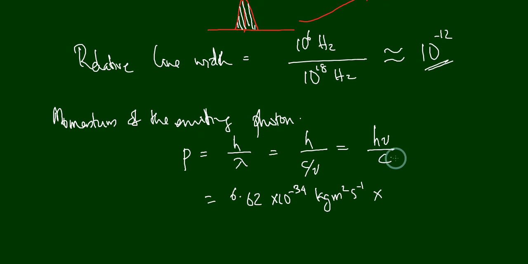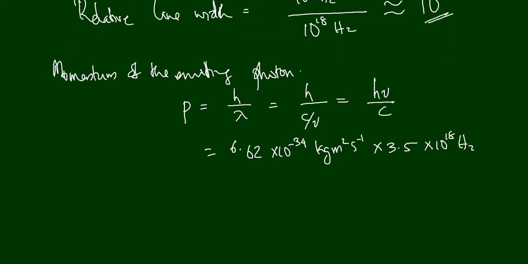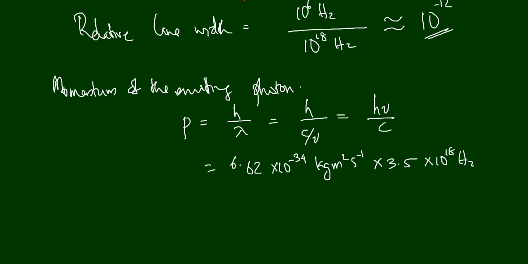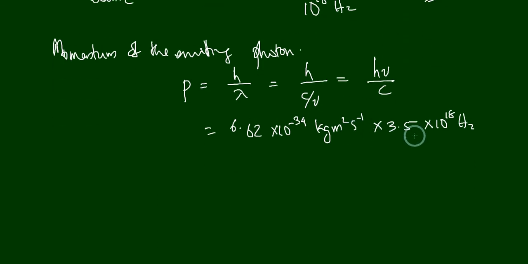The frequency is 3.5 × 10^18 hertz, even though there is an uncertainty in this energy, because that uncertainty is very small compared to the frequency. We have already proven that, because the relative bandwidth is very small, 10^-12. So I'm writing this as 3.5 × 10^18 hertz for the calculation.